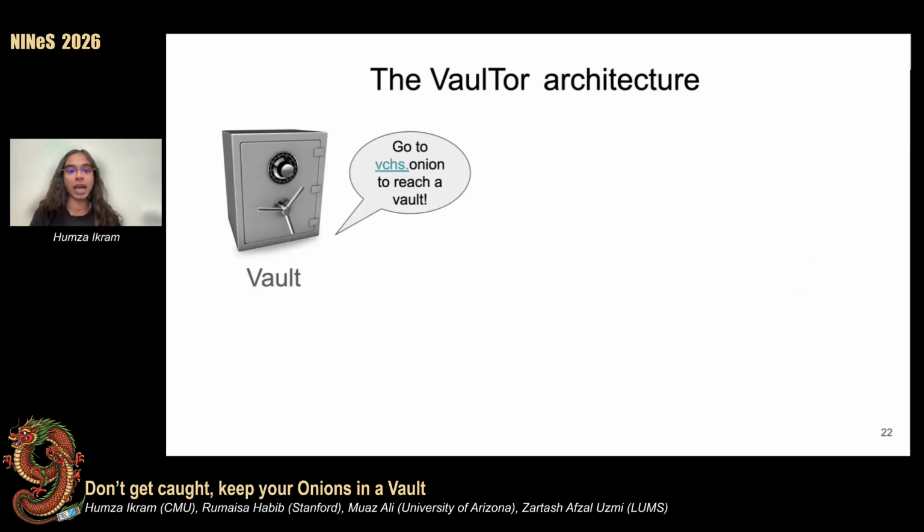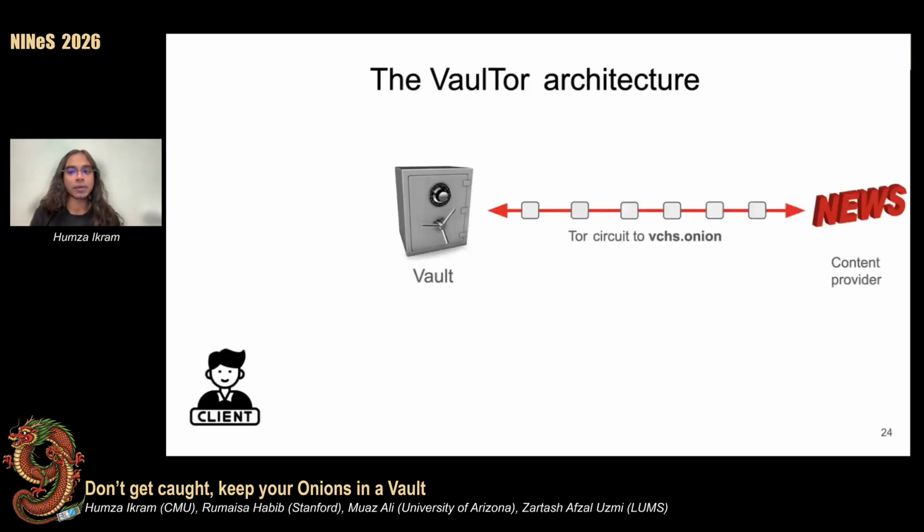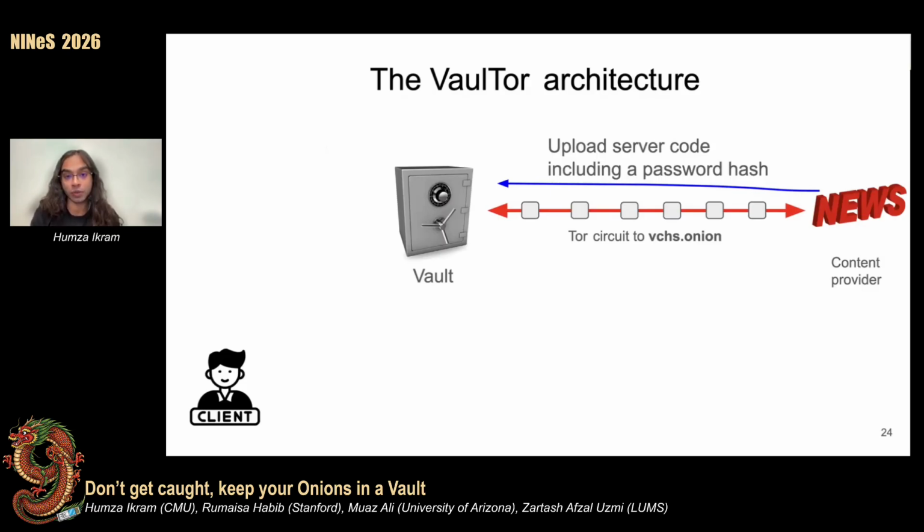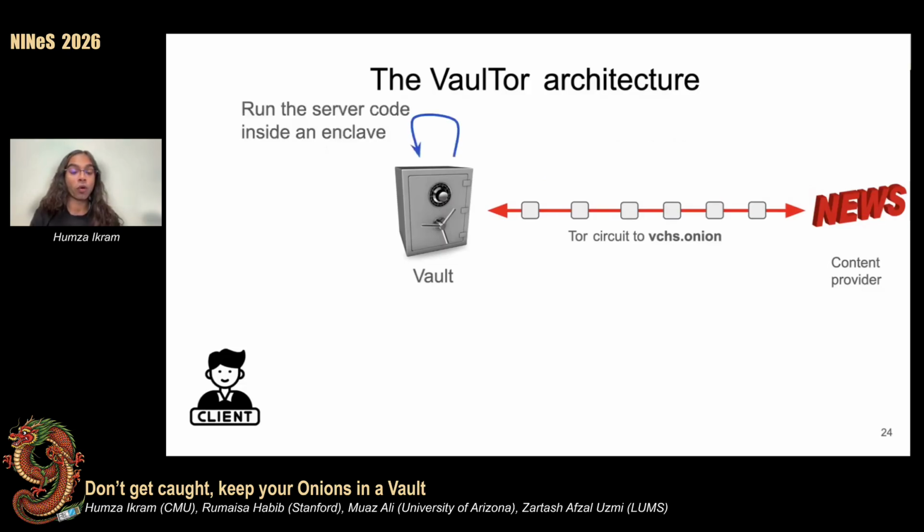So a vault basically advertises itself and says, hey, you can go to this Onion URL which they made if you want to reach a vault. And let's say our content provider connects to that Onion URL. They can upload server code, which can, for example, include a password hash or some other authentication means like a public key or something. And once they send over the server code, the vault will first run it inside an enclave and then publish the service as something, let's say vlt.onion.